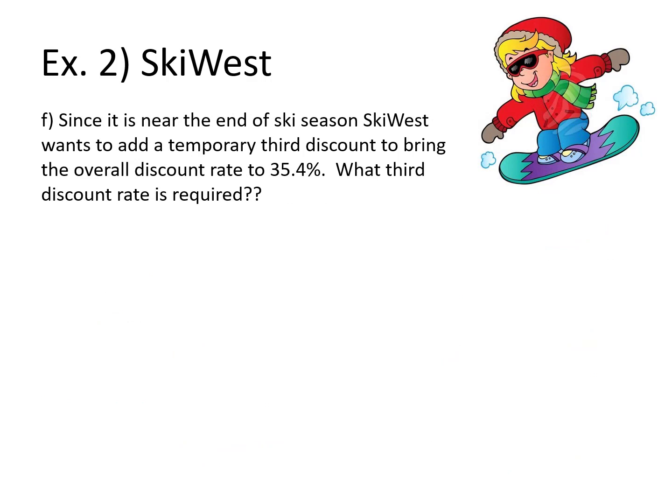Onward to part F. Since it is near the end of ski season, Ski West wants to add a temporary third discount to bring the overall discount rate to 35.4%. What third discount rate is required? So Ski West wants an overall discount rate of 35.4% on their snowboards, and we're looking for an additional third discount rate to make that happen on top of our previous 20% and 15% trade discounts.